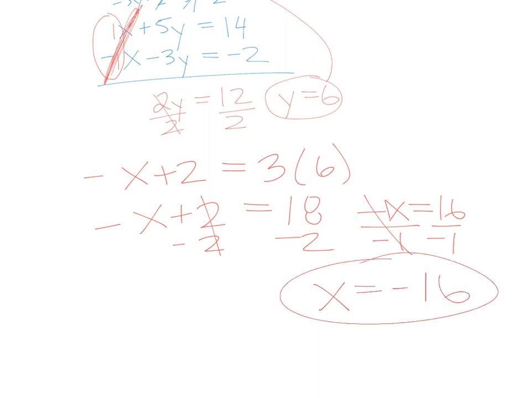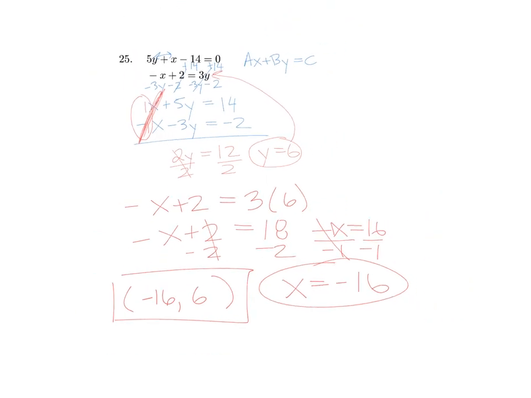All right, now my final answer is a point. It's negative 16 and 6. So if I graphed these two equations on a coordinate grid, they would intersect. There would be two lines. These are equations of lines. There would be two lines that intersect at this point.